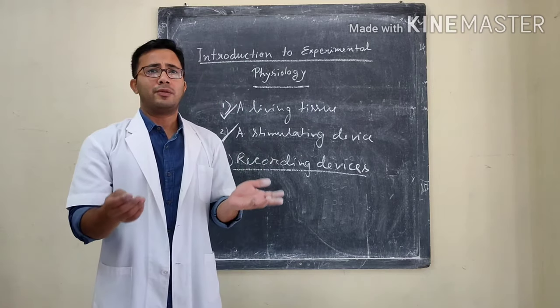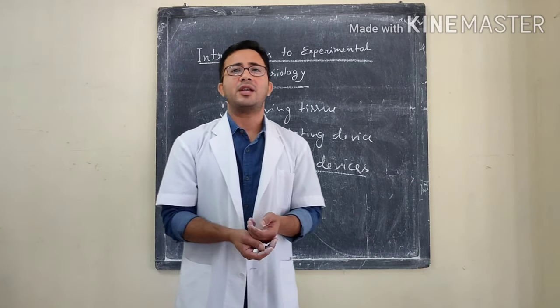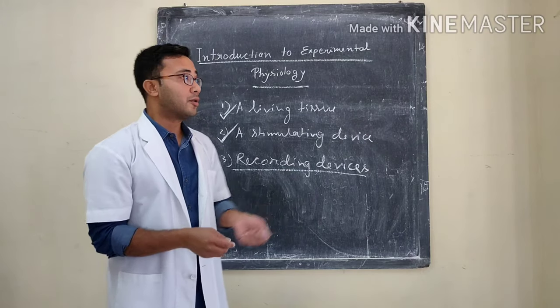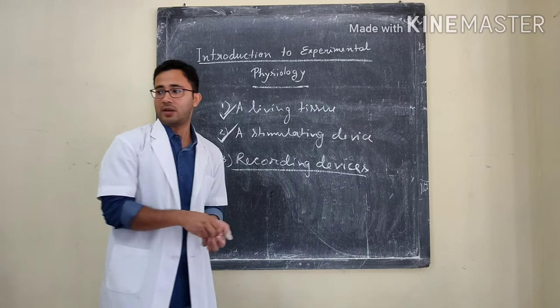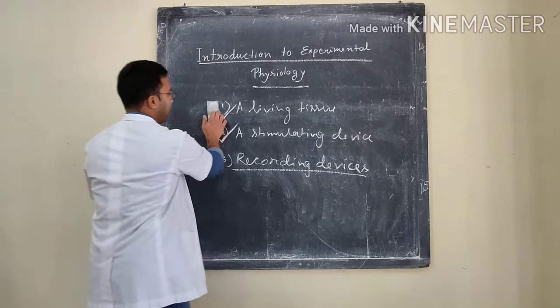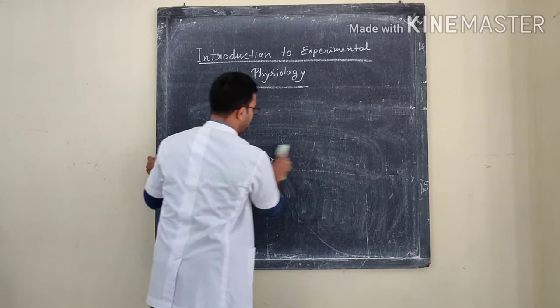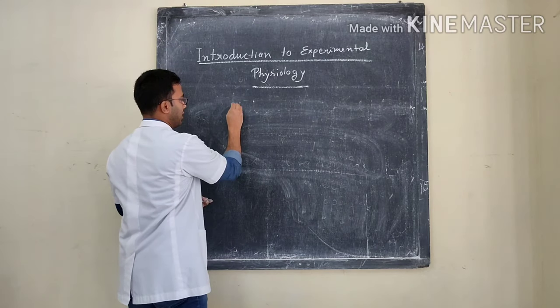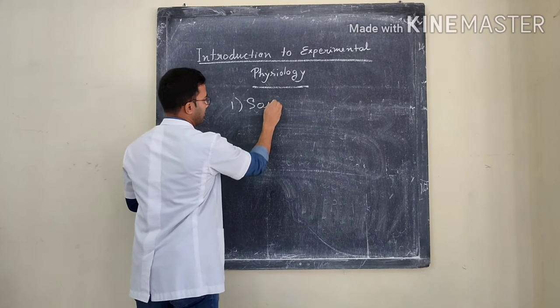So the different types of appliances or apparatus that will be used in experimental physiology include the following. I will just describe them one by one. The first one is the source of current.